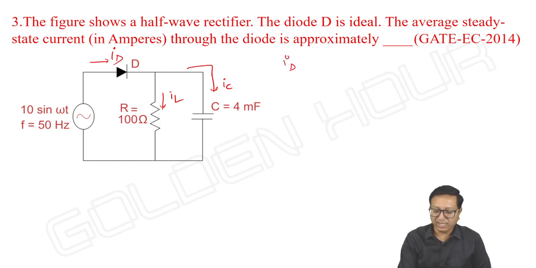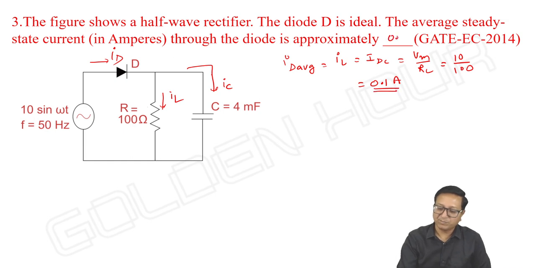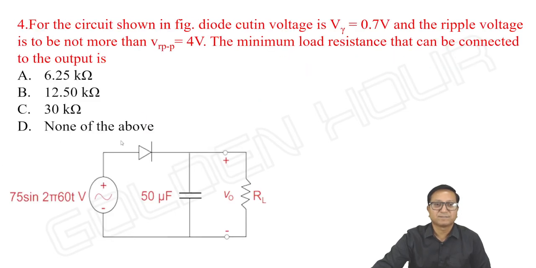So ID average is just IL or IDC. IL is equal to Vm by RL. Vm is equal to 10, RL is equal to 100, its value is equal to 0.1 ampere. So in amperes, it is 0.1. It is also just a formula based question.